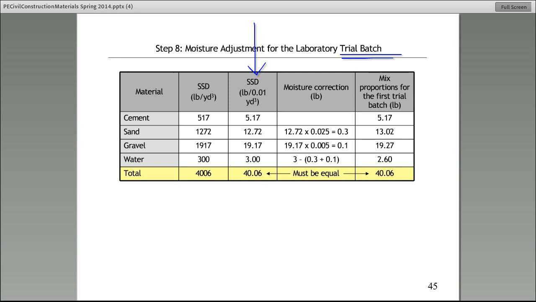However, let's look at the sand. How much sand we need? Well, the calculation so far says 12.72. However, that is based on SSD. Who can tell me what SSD stands for? Absolutely. Saturated surface dry. Yes. Saturated surface dry.